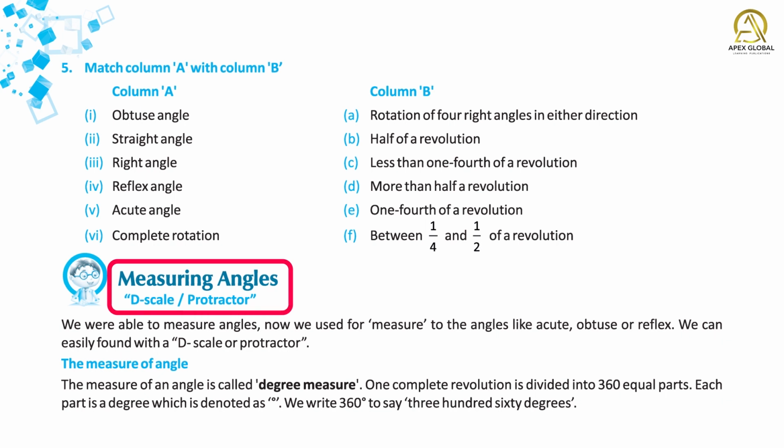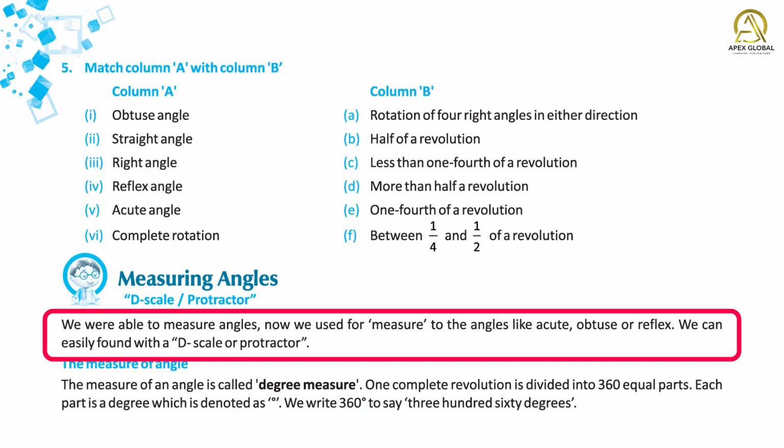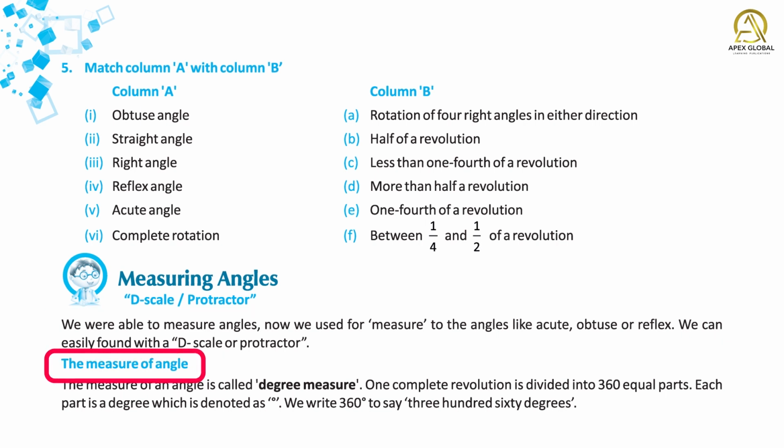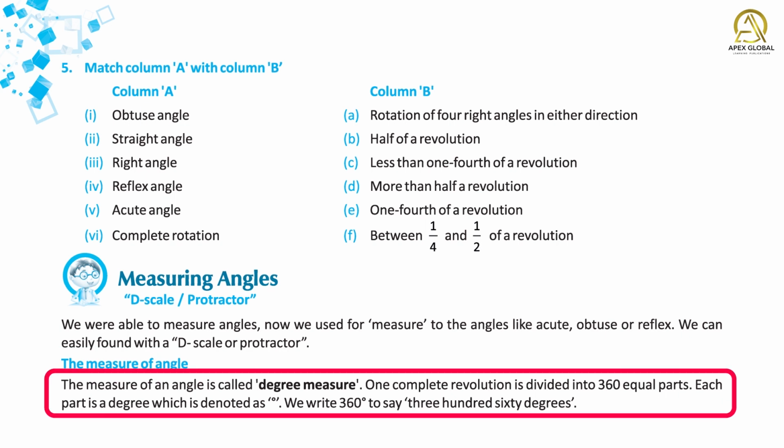Measuring angles. D scale protractor. We were able to measure angles. Now we use a measure for angles like acute, obtuse or reflex. We can easily find it with a D scale or protractor. The measure of an angle is called degree measure. One complete revolution is divided into 360 equal parts. Each part is a degree, which is denoted as a degree symbol. We write 360 degrees to say 360 degrees.